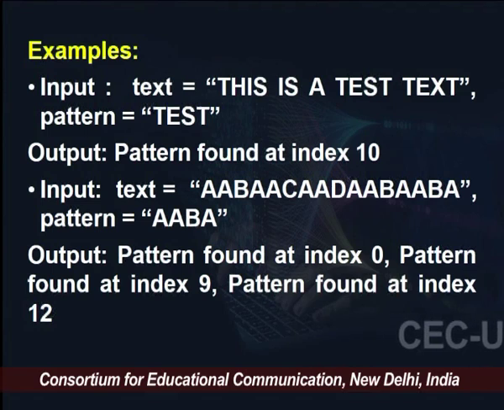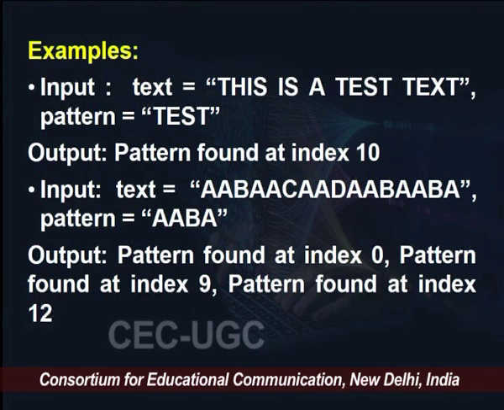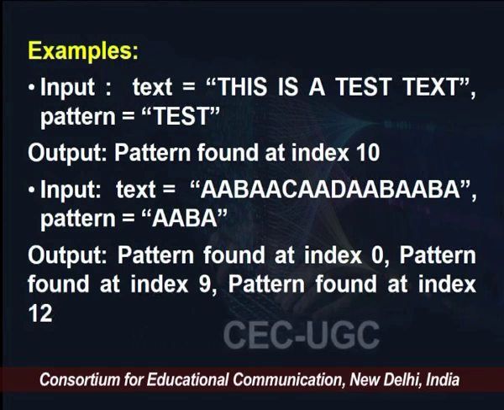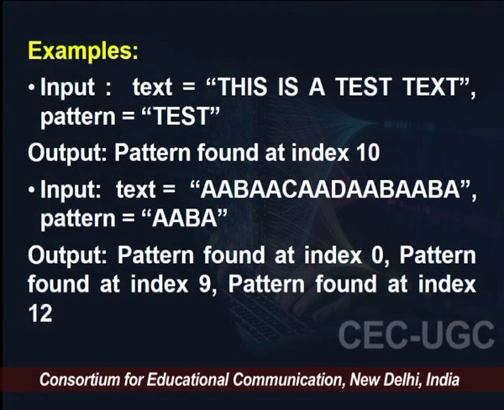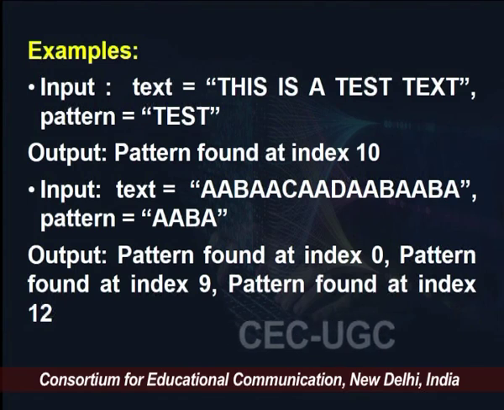That means the length of the text string is always going to be greater than the length of the pattern. Now, let us take an example. We have a text with a few words, "this is a test text," as shown on the screen, and the pattern we need to look for is "test." The pattern is found at index 10.